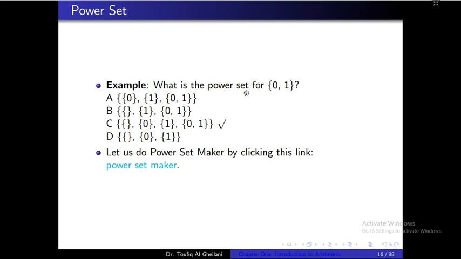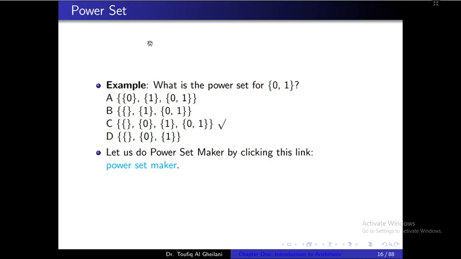Example: what's the power set of the set {0, 1}? How many elements here? 2. So 2 exponent 2 is 2 times 2, which is 4. So we have 4: 1, 2, 3, 4. It will be the empty set, and {0} alone, and {1} alone, and the set itself. You can use a power set maker by clicking this link in your PDF when you open it, and you should be connected to the internet.